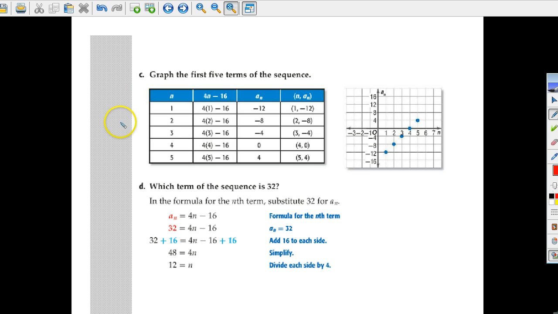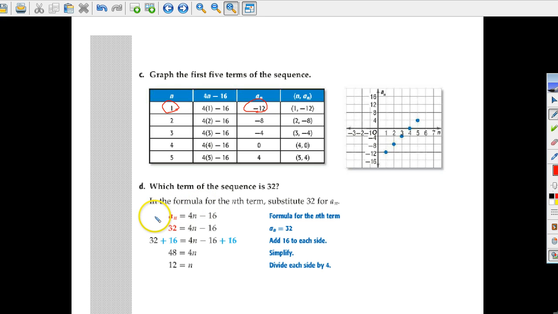All right, graph the first 5 terms of the sequence. All we're doing is, instead of n, you're going to put 1, 2, 3, 4, 5 and find out what the number is. Then you have 1 and negative 12 as your coordinates, so 1, negative 12, and then you have 2, negative 8, and keep going. You see it has a trend, it's a line going upward.